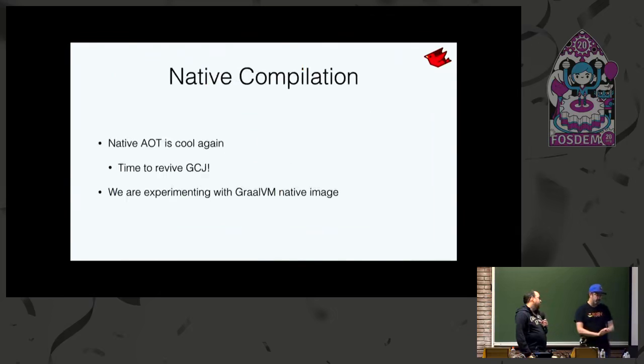Okay, so on to some futures. We'll be able to wrap up pretty quick here. So now, of course, native compilation is cool again. I feel like maybe we need to get GCJ out of mothballs, and everyone will be thrilled about it. So we are experimenting with the interesting uses of native compilation in GraalVM at this point. This is early days. This is still future work, but we've got some proofs of concept here.